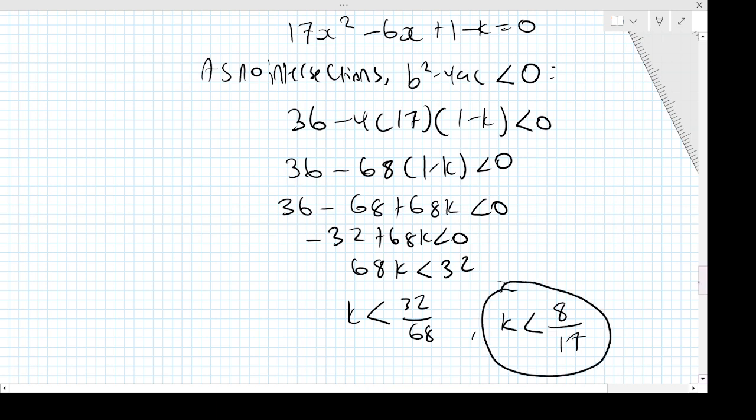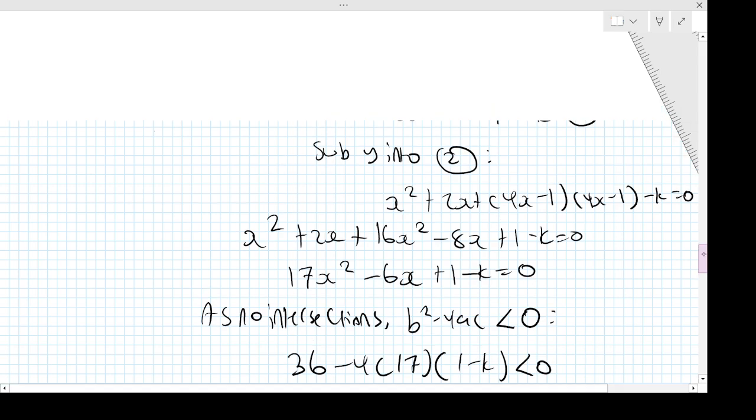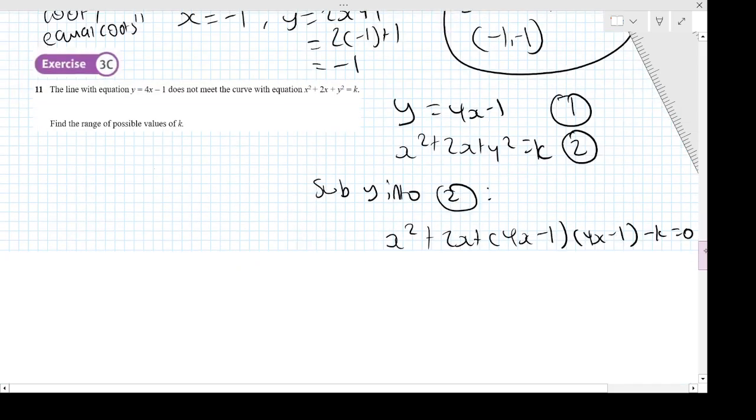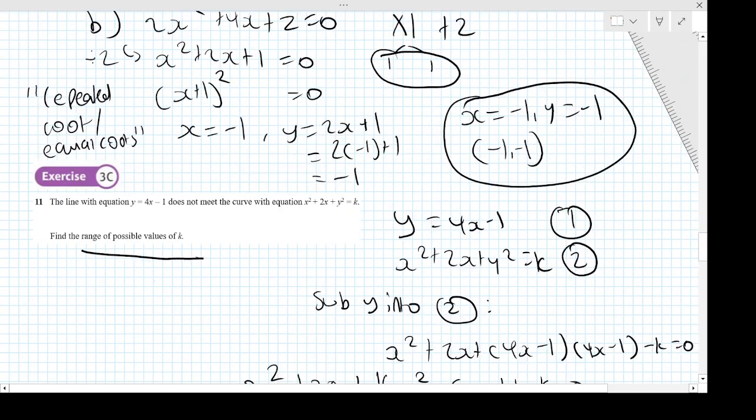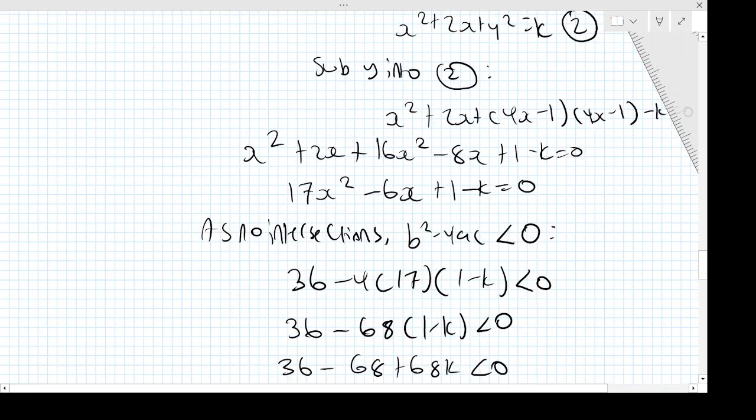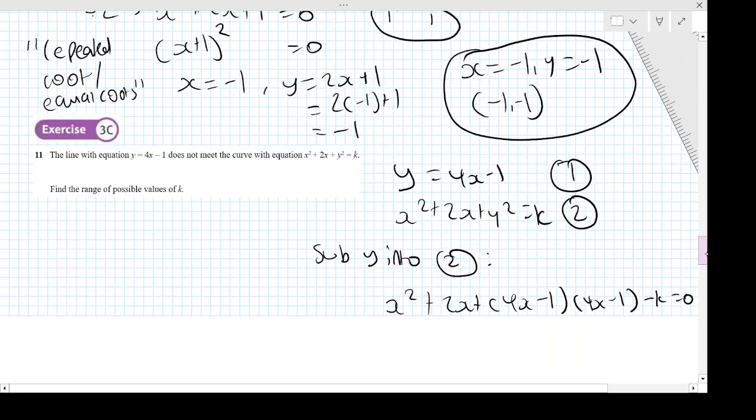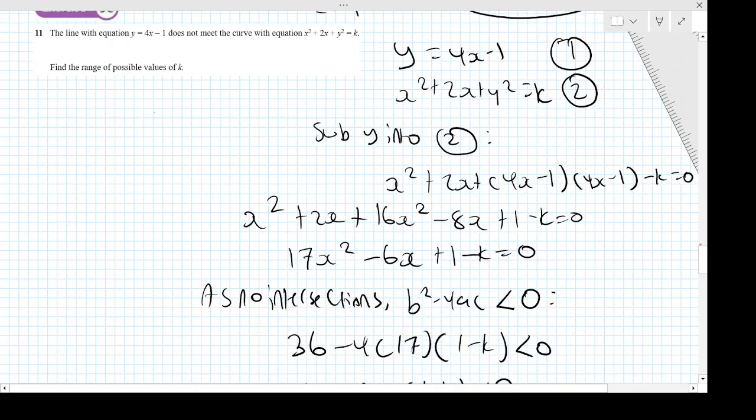That is the range of values of k. So there's not one single value of k. Remember with inequalities, you get a range of values of k. As long as k is strictly less than 8 over 17, any value of k less than that will be feasible, will be a solution to this. So that's our range of values. There we are. Again, we're just using the discriminant. We solve it as we normally do, nothing new there. Then when we get to the quadratic, we can consider the discriminant because in this case the two equations don't meet.